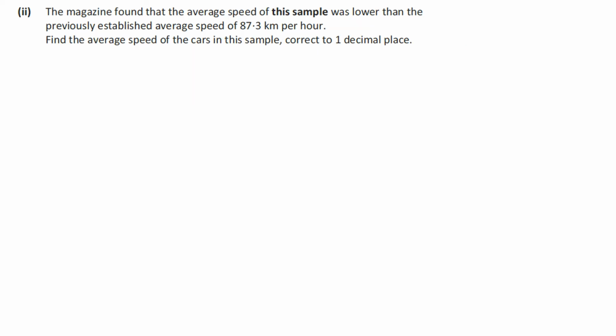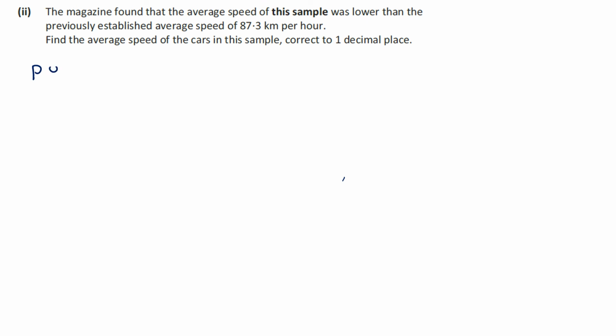So the magazine found that the average speed of this sample was lower than a previously established average speed of 87.3 kilometers per hour. Find the average speed of the cars in this sample, correct to one decimal place. So this is quite a difficult question because we're working backwards from our p-value. So p-value is something students struggle with. And what I've done is I've just linked in the description below a really nice little piece about p-value and might give a better sense of what it is. Sometimes students really struggle with the concepts. So it's a nice little video, not mine. It's an extract from a documentary. You might find it useful.